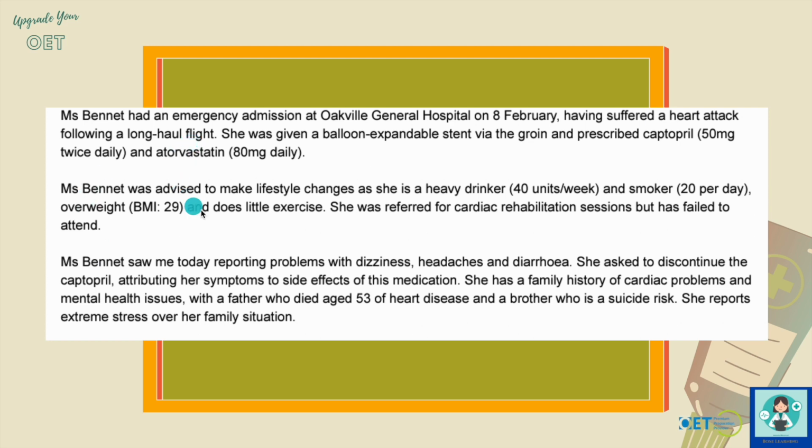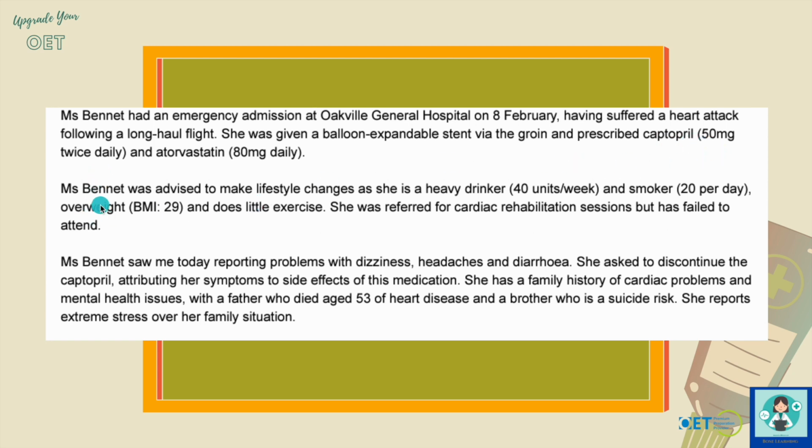So it's a little bit chronological, isn't it? Because we have the emergency admission, what happened, having suffered a heart attack. So we don't start with the heart attack, we start with the admission. Then she was given the balloon expandable stent. We don't need to know that first it was attempted to be inserted into the arm, irrelevant. And we just need to know what she was prescribed. Again, the name, the dosage.